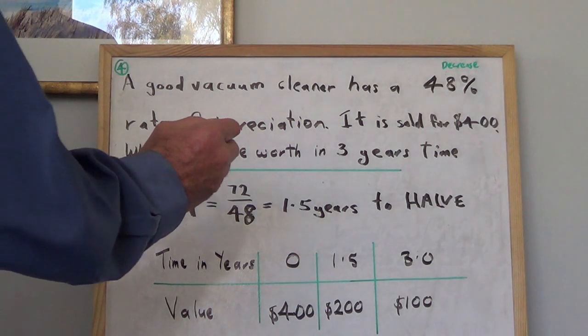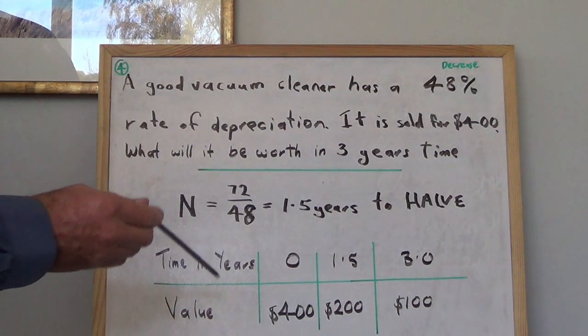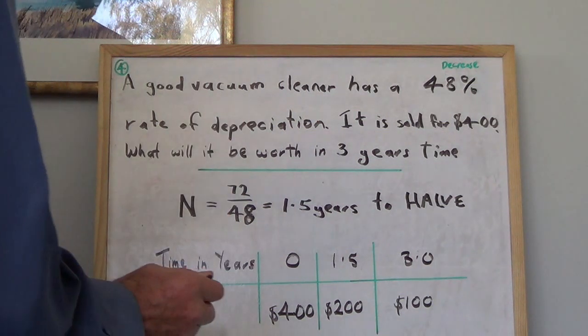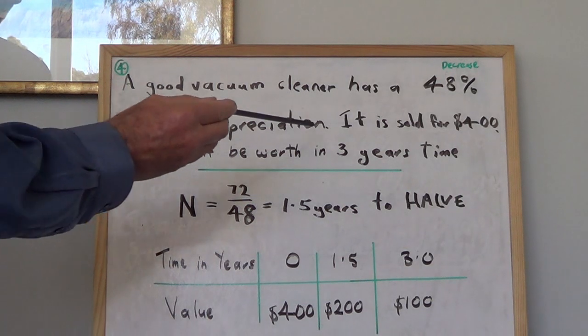Where were we? It'll be worth, sold for that. What will it be worth in 3 years' time? Well, you divide 72 by 48 and you get 1.5 years. 1.5 years to halve, you see, and you look at that, well, that's 2 halvings.